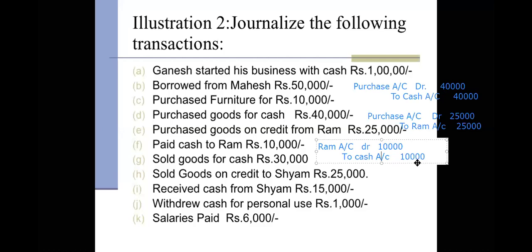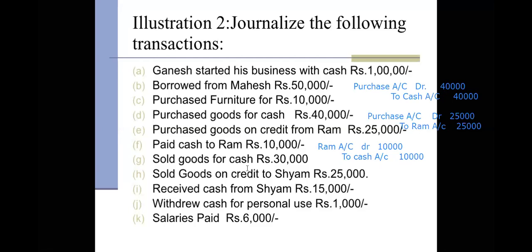आपने ऐसे लिखना है, Ram account debit. The Ram person है. Ram is the debit, the receiver. Ram is the receiver of 10,000. That is why you have written Ram account on the debit side. And cash is going out from your business. That is why you have written cash on the credit side of your journals. Okay, I hope this transaction is clear so that we can move to next.